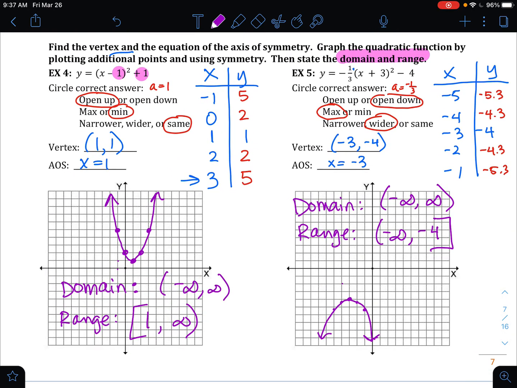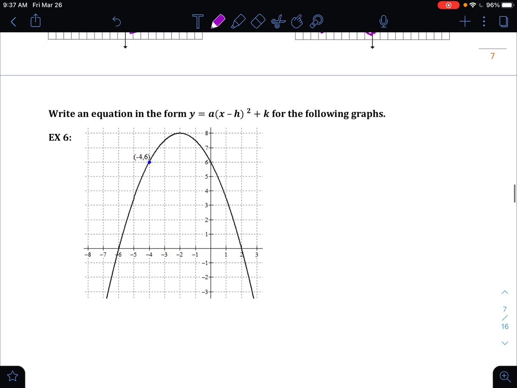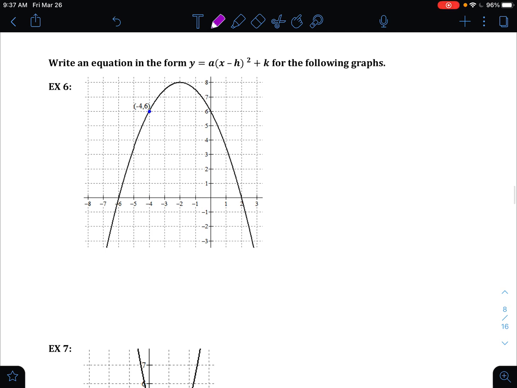Okay, so the graphing is identical to standard form. We just start differently with vertex. All right, let's go to the next page. We have one more set of examples where we are going to switch gears from graphing, and we're going to write an equation.